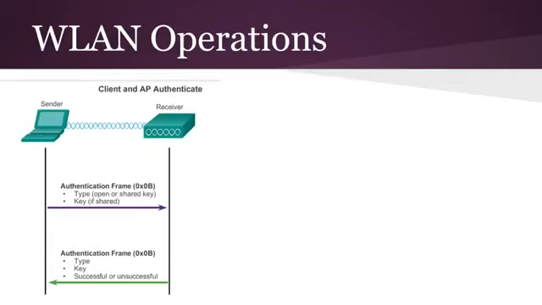This is the authentication procedure, being more specific if you do have a key. The authentication frame contains the type, whether it's open or shared key, and if it's a shared key protocol, it has to send the key. And then the authentication frame that is sent back has the type, the key, and whether it was a successful or unsuccessful attempt to authenticate.